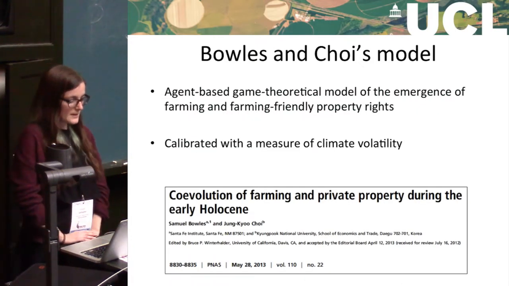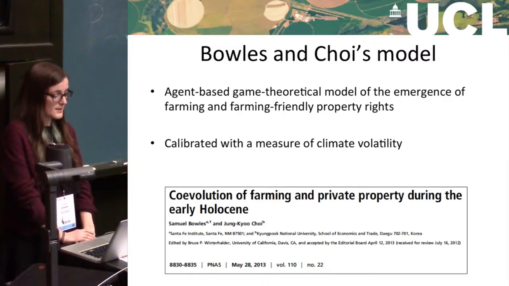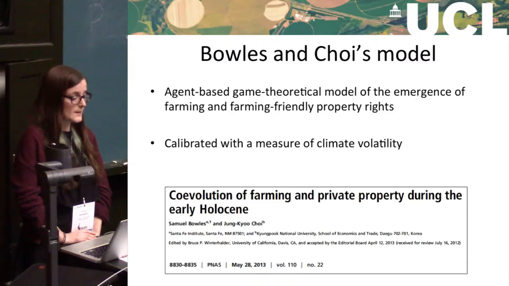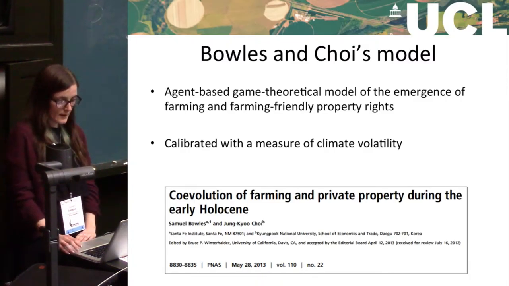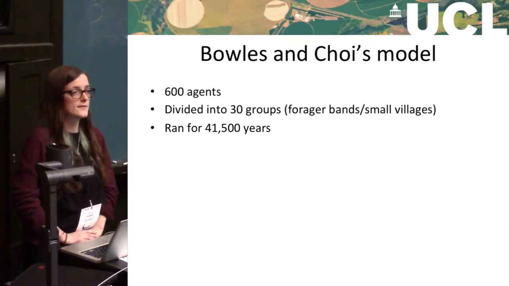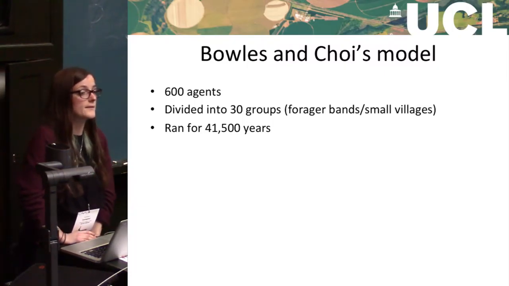Their model is agent-based and game-theoretical, and it models the emergence of farming and farming-friendly property rights. It's calibrated with a measure of climate volatility. It's made up of 600 agents, and these are divided into 30 groups. So each of the groups is 20 agents. And it's run for 41,500 years.